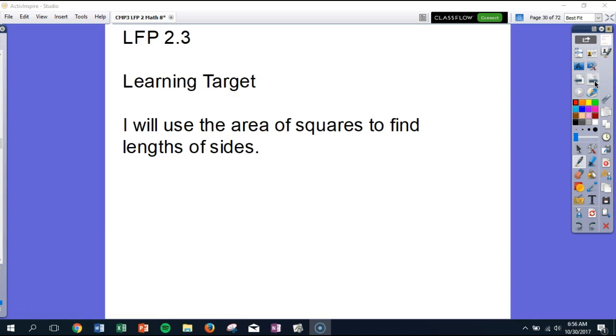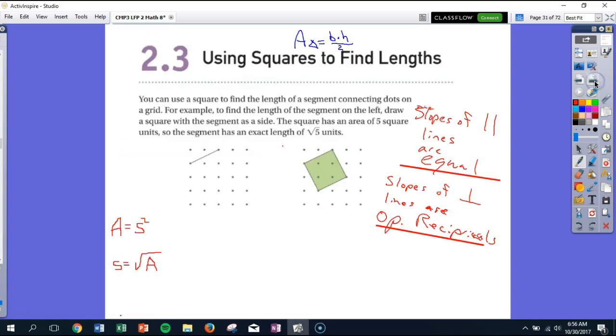Our learning target for this part of the investigation is that we want to be able to use the areas of squares to find lengths of sides. What we're going to do is tie together everything that we've been working on so far in Looking for Pythagoras, and hopefully make some sense of why we did some of those things with the different shapes and drawing rectangles around them. Now we're going to use it to find side lengths of squares.